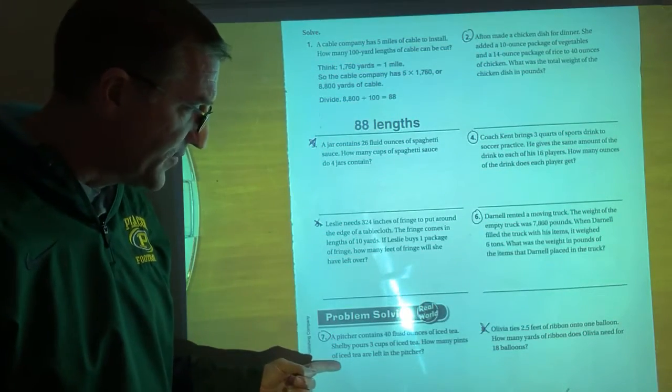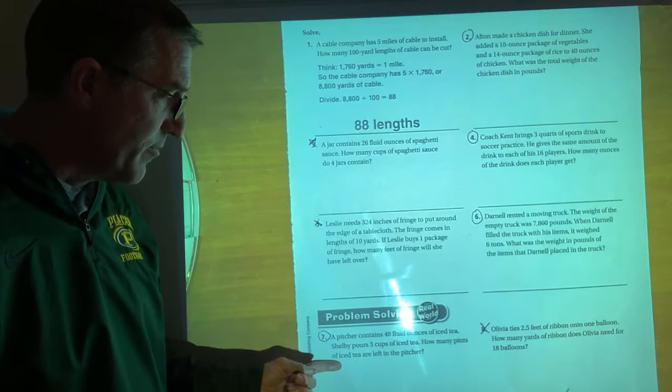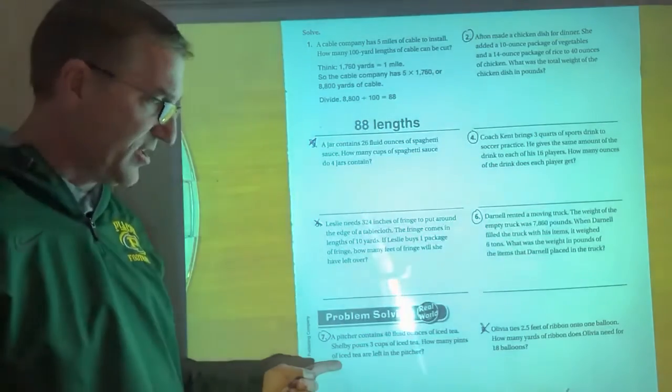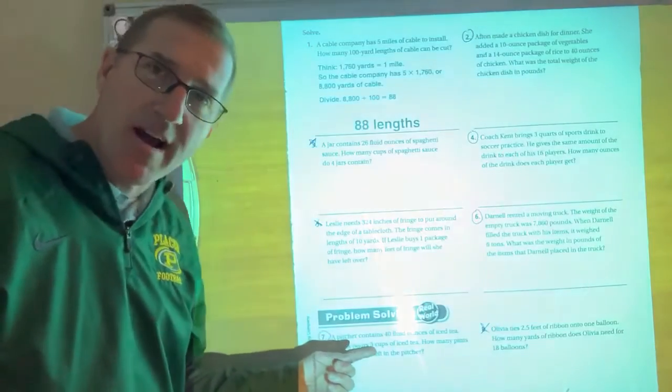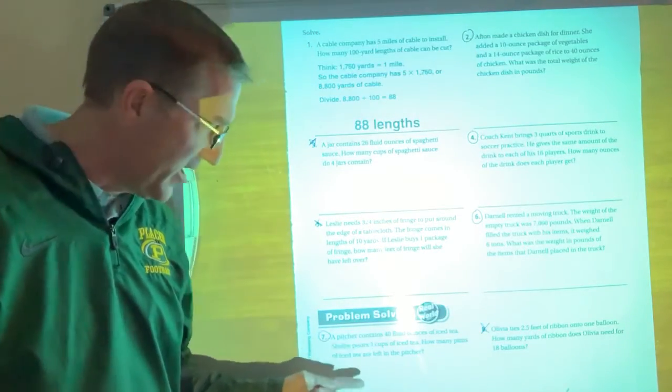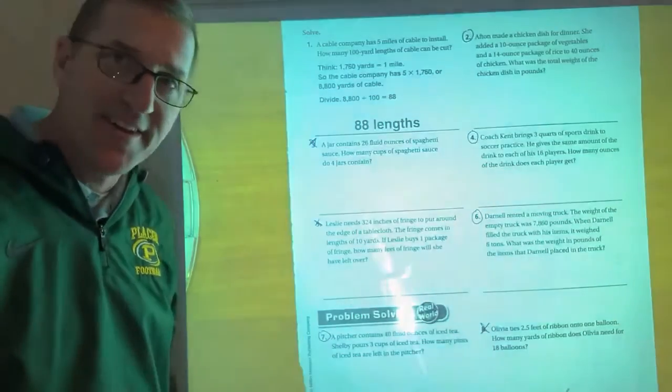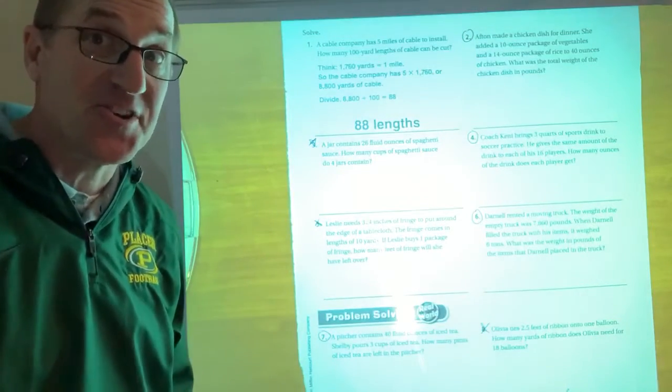A pitcher contains 40 fluid ounces of iced tea. Shelby pours 3 cups of iced tea. How many pints of iced tea are left in the pitcher? So I've got to figure out how many ounces I poured out, and then I've got to go from ounces to pints. All right, so that one's a little trickier.